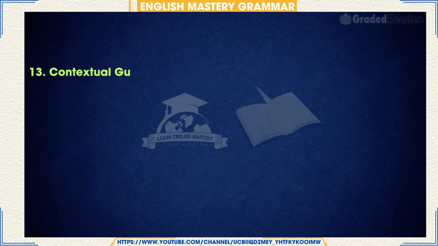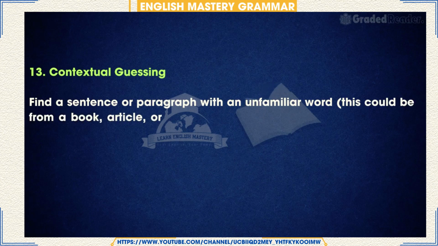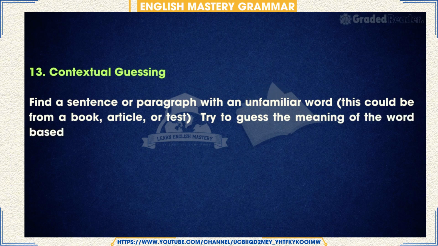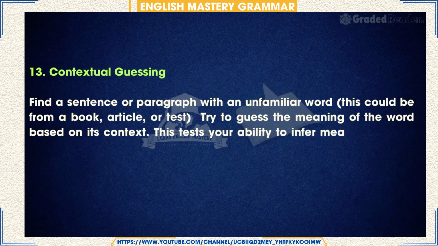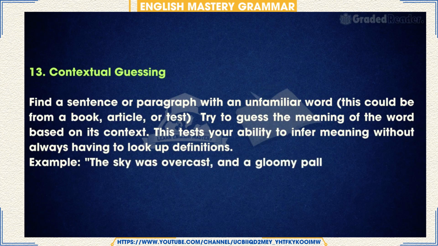13. Contextual guessing. Find a sentence or paragraph with an unfamiliar word. This could be from a book, article, or test. Try to guess the meaning of the word based on its context. This tests your ability to infer meaning without always having to look up definitions. Example: the sky was overcast, and a gloomy pall settled over the town.